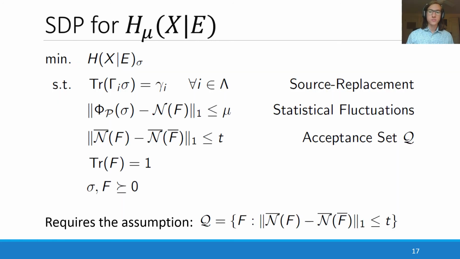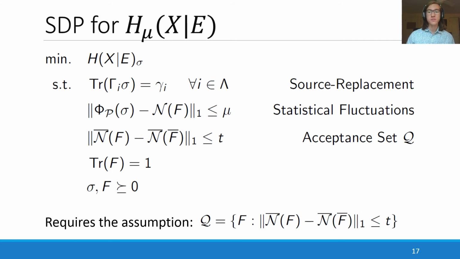Just as in the asymptotic case, one can write the optimization problem as a semi-definite program. The source replacement constraints pertain to lifting prepare and measure protocols to entanglement-based protocols. The statistical fluctuations are described earlier, and the acceptance set Q is a specific assumption for how it should be constructed so that it can be written as a semi-definite program.